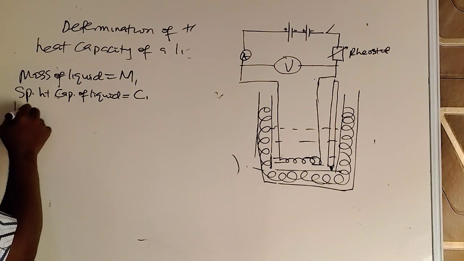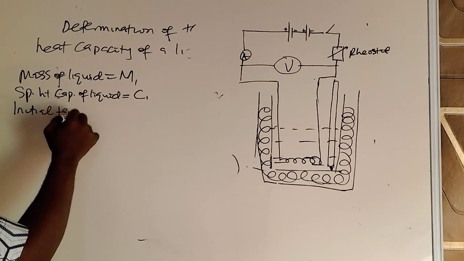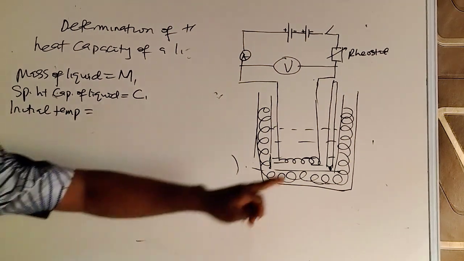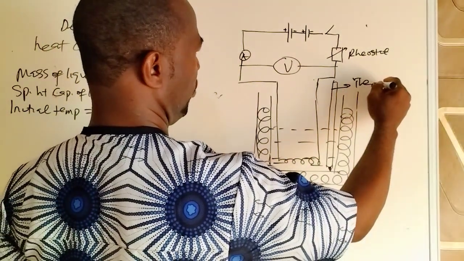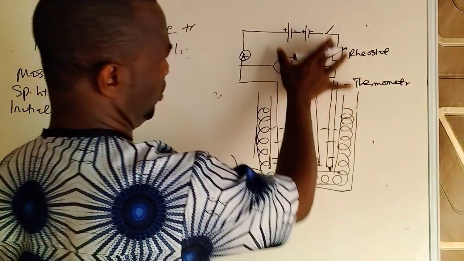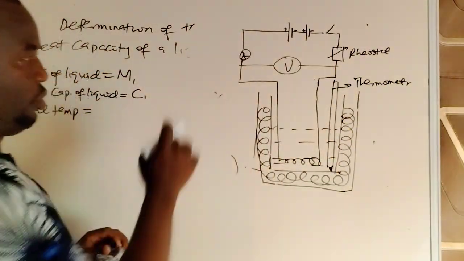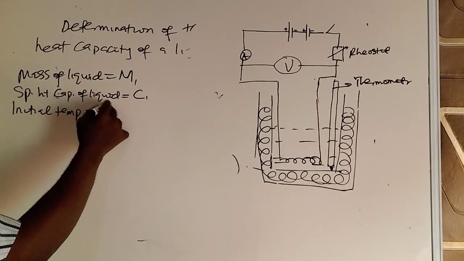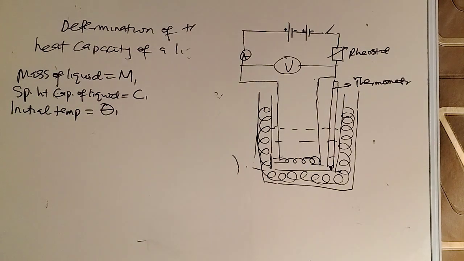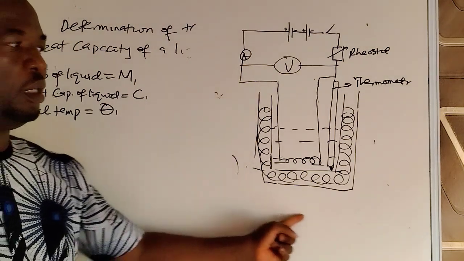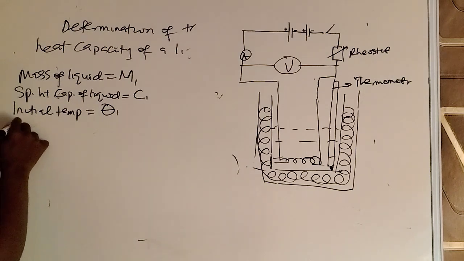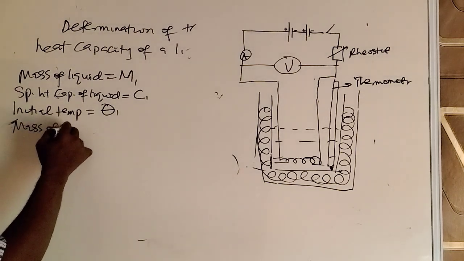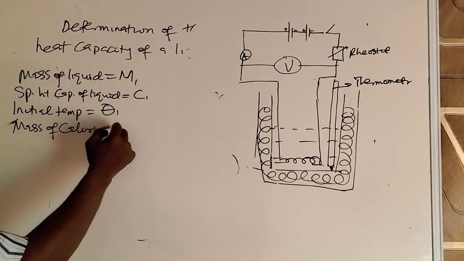The initial temperature of the liquid is the temperature you obtained when you put the thermometer inside of it, before you pass current in it, before you connect all this equipment. You have to take the initial temperature of the liquid. Let's call it theta 1. Before then, you must have found the weight of the calorimeter. So let the mass of the calorimeter, the vessel, when it's empty, be equal to M2.